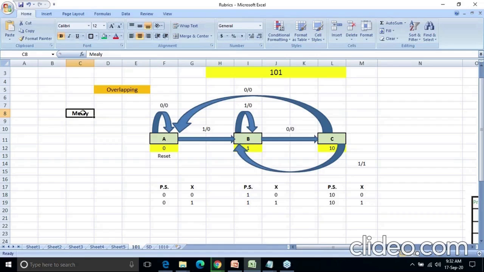If you need to implement a finite state machine, there are 2 types of state diagram. First is the Mealy and second is the Moore. What is Mealy? Its output depends upon the present state as well as the input. And what is Moore? Its output depends upon the present state only. It doesn't depend upon the input. So here we are trying to draw the diagram for Mealy.